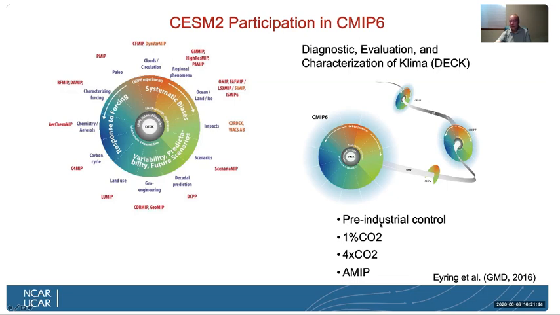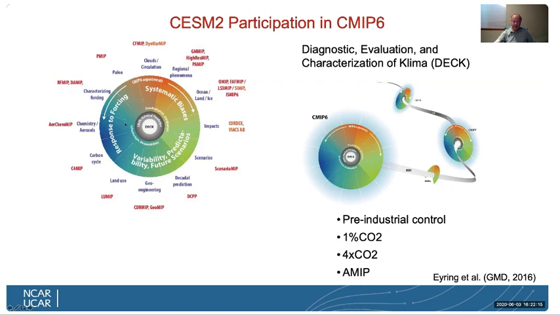These four sets constitute the so-called DECK simulations. That stands for Diagnostic, Evaluation and Characterization of Klima. Klima is German for climate, and Bjorn Stevens was responsible for this acronym. It is supposed to be independent of a CMIP version. As you can see here, DECK doesn't have a number attached to it, and it can go up to CMIP infinity, but it's supposed to be a similar set of experiments.